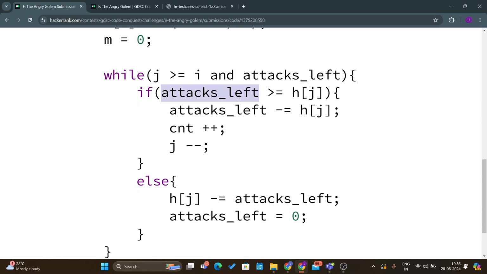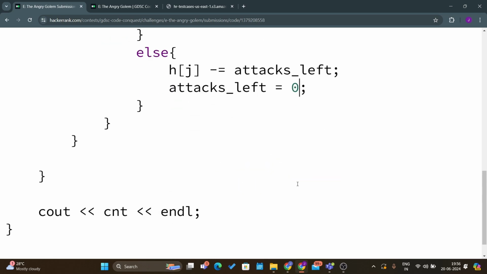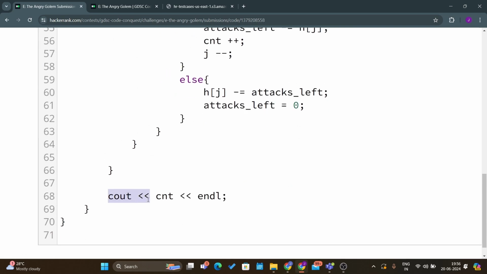So we will do the same thing that we did in the first condition. If attacks left is greater than h of j, we will subtract h of j from attacks left, and we will increment count, and we will decrement j. Otherwise we will just subtract attacks left from h of j, and we will put attacks left as 0, and we will output the count at the last. So this is the implementation for the problem.